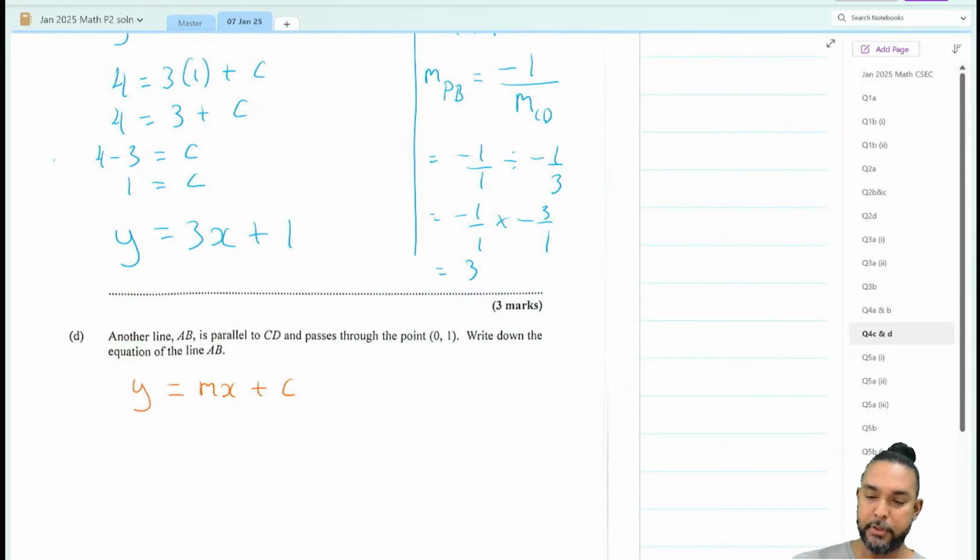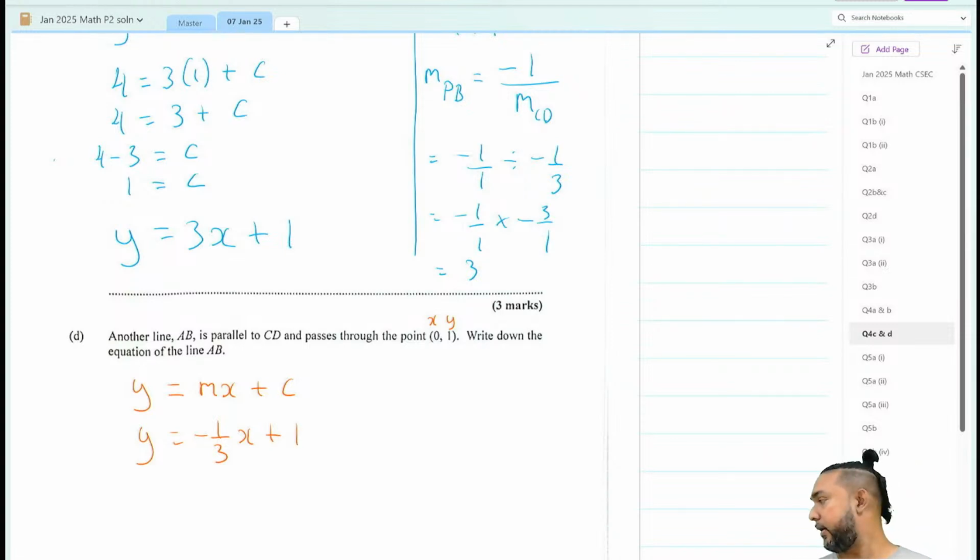This would be the y-intercept. We know that because the x coordinate is 0, and x is 0 all along the y-axis, so this point has to be on the y-axis. And if it's parallel to CD, the gradient is the same. The gradient of CD was minus 1/3, not the 3. That 3 was the gradient of the perpendicular bisector. So the equation is y equals minus 1/3 x plus 1. All right, cool.